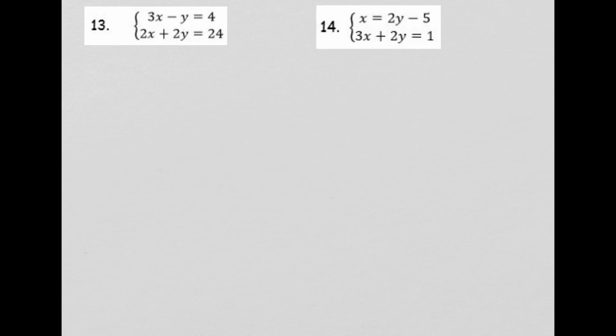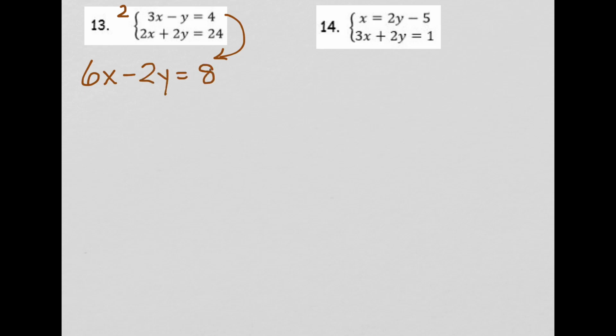Okay. 13, I'm going to solve this one by elimination because I don't see an isolated variable, do you? I'm going to multiply this whole top equation by positive 2 because I would like to eliminate my y's. And since I already have a positive 2y on the bottom, I would like a negative 2y on the top. So that's going to be really great. And I'm going to rewrite it down here so that I can show my work. I get 6x minus 2y equals 8.